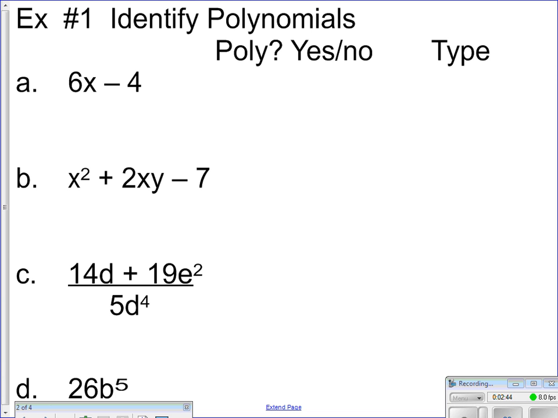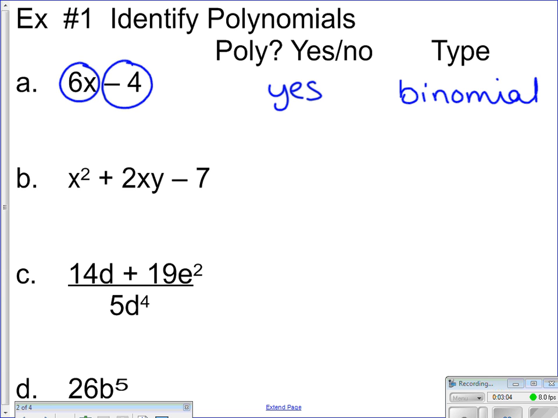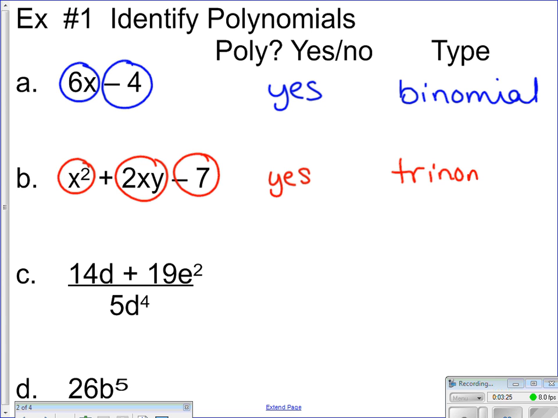Okay, now to determine if something is a polynomial, you have to look at each of the terms. 6x, is that a monomial? Negative 4, is that a monomial? Yes, so this is a polynomial. Now since there's two of them, that makes it a binomial. For the second one, look at each part. X squared, 2xy, negative 7. Do all of those satisfy the requirement of being a number, a variable, or numbers and variables multiplied together? And the answer is yes. And since there were three of them, it's a trinomial.